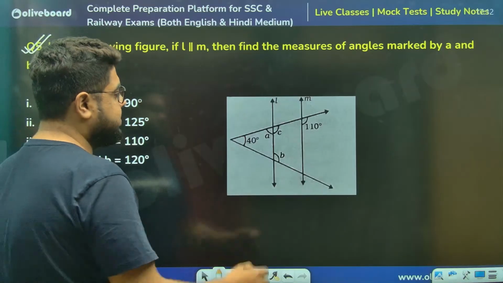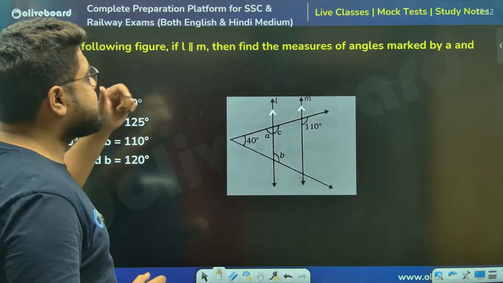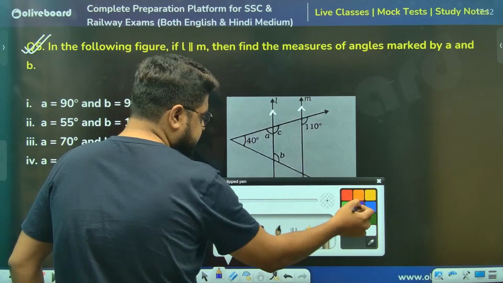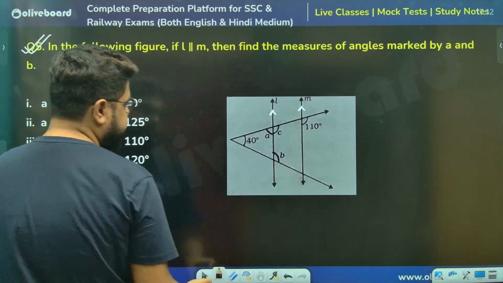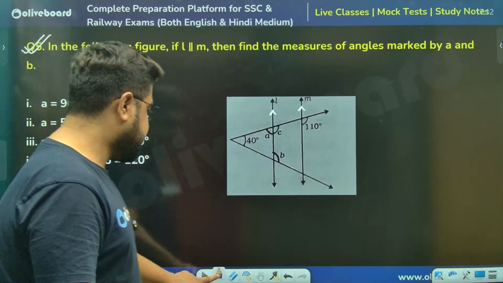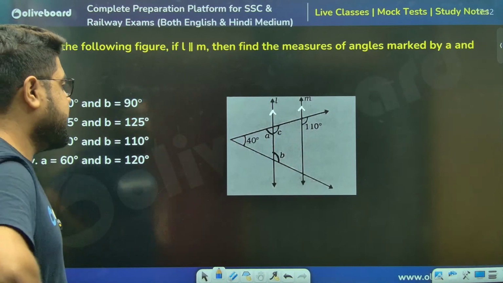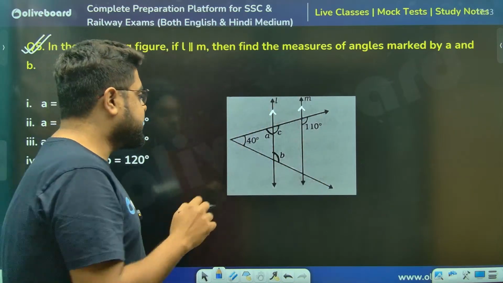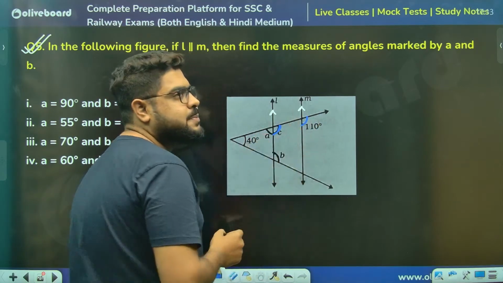L is parallel to M. That means these two lines are parallel, they have given us. Now they are asking the value of A and B, this particular angle and this particular angle. How can we do this, sir? Anyone? These two lines are parallel. First things first, can anyone see this is C? So these two angles are the same, right, sir?